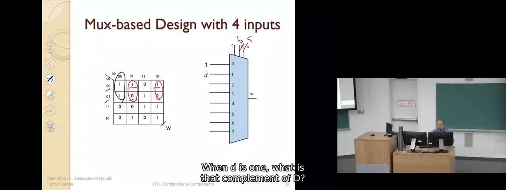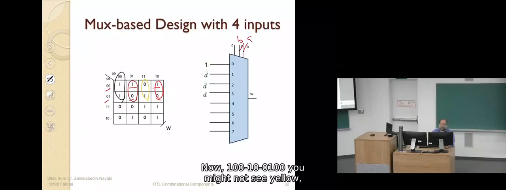Again, the same thing. When we have 0, 1, 1, it means here. A and B are 1, C is 0. When D is 0, the output is 0, and the output is 1 if D is 1. So it is D.